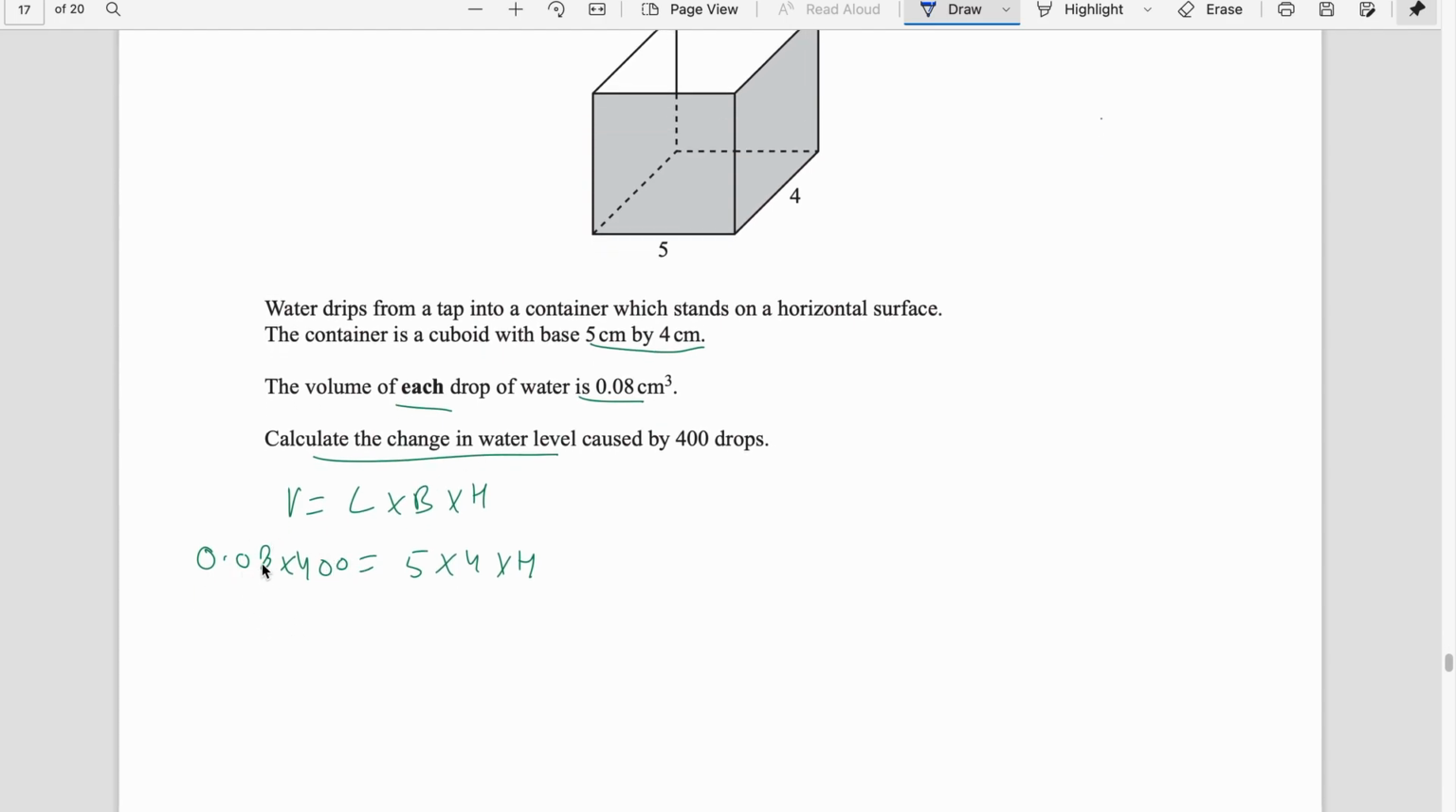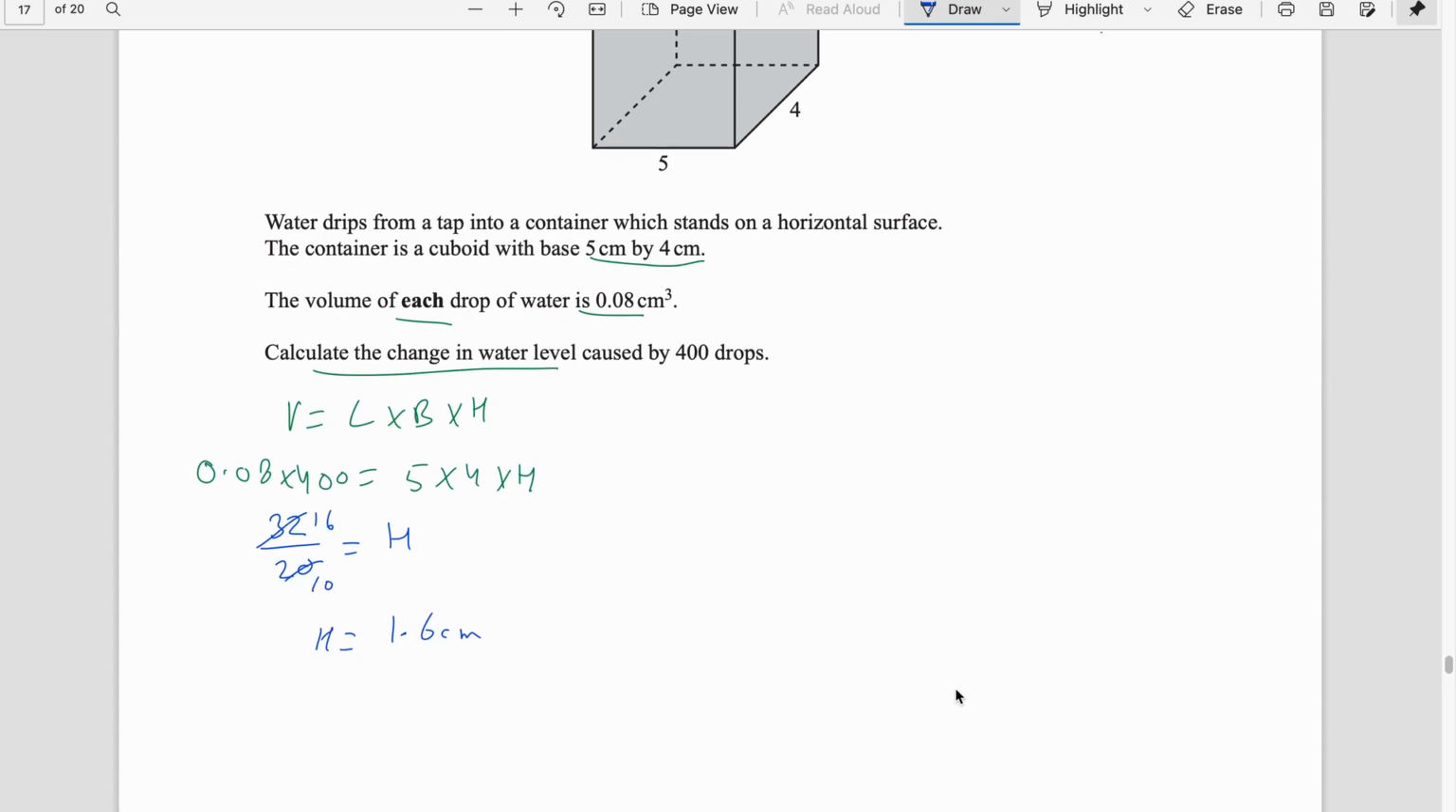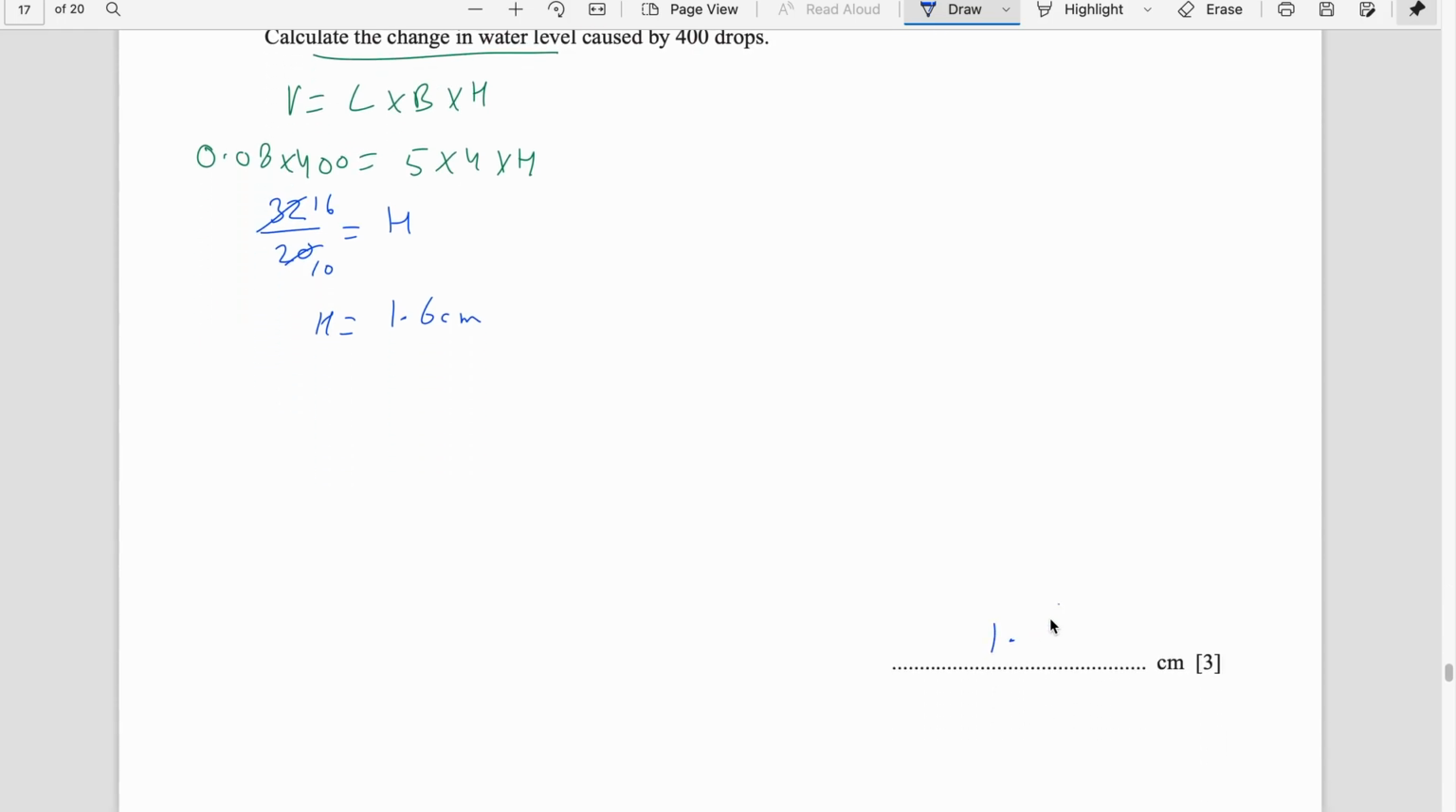So 2 zeros go with this. 8 times 4 is 32 by 5 times 4 is 20. That's the height. Dividing by 2 is 16 by 10. So height is equal to 1.6 centimeters. Water level changed by 1.6 centimeters.